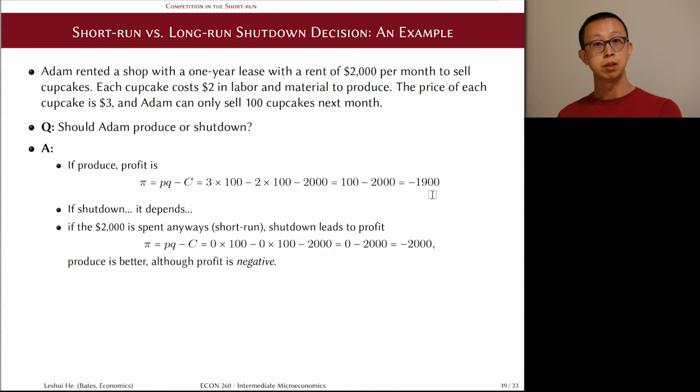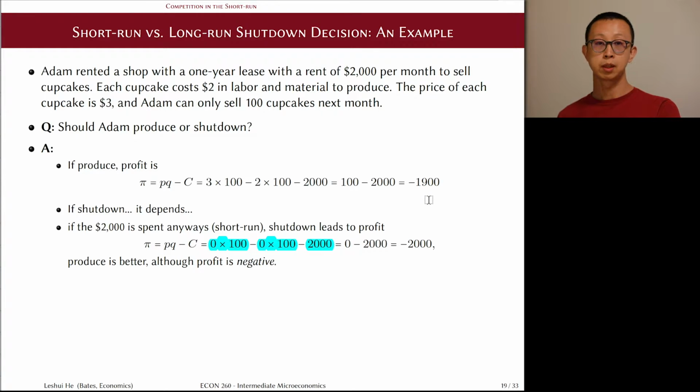Now let's think about the alternative. Let's say that in the short run, Adam is locked into the lease and therefore has to pay the rent regardless of the business. Then if he chooses to shut down, then the revenue will be $0. Of course, there's zero variable cost, so he saves on that. Then he still has to pay for the $2,000 in rent. So on the net, he would make a loss of $2,000 altogether.